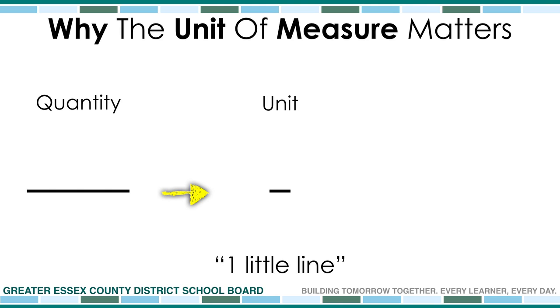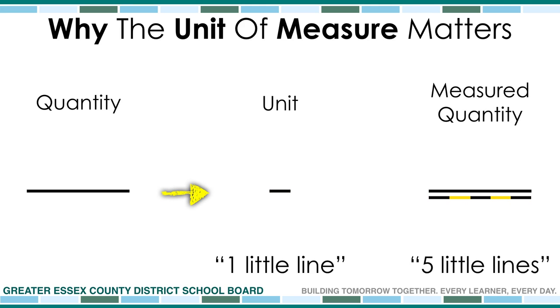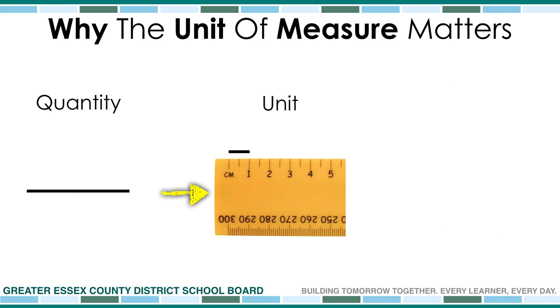If we actually iterate this little line, we see that it would take 5 little lines. Let's double check here. 1, 2, 3, 4, 5. But then at some point, we realize that it's really hard to communicate with other people if the units of measure we're selecting are all random. We can still use non-standard units, but it's really only helpful to the people who have access to that concrete, tangible, or visual unit. So that's where standard units come in.